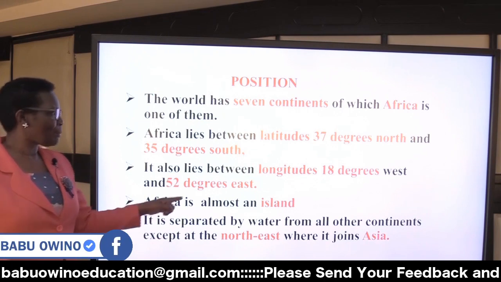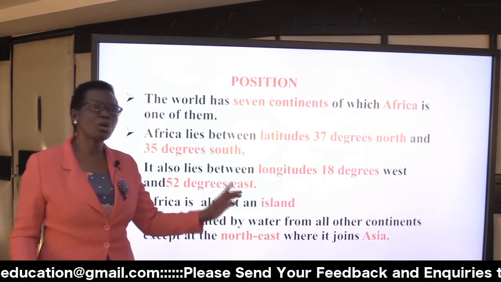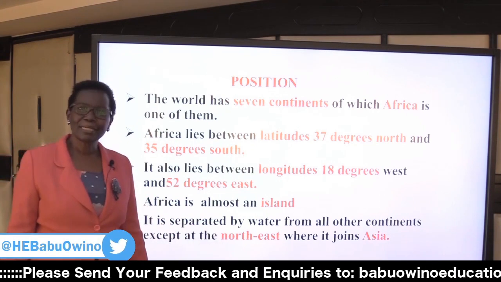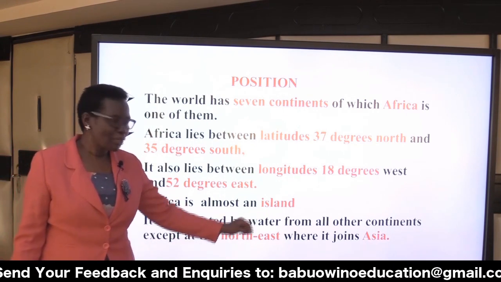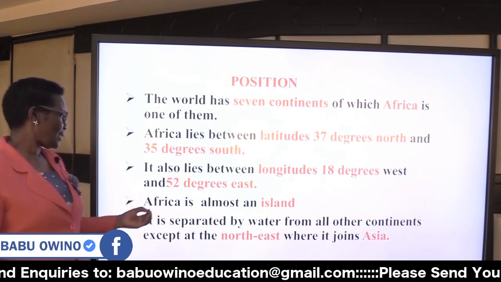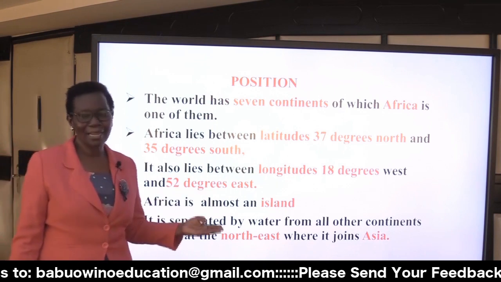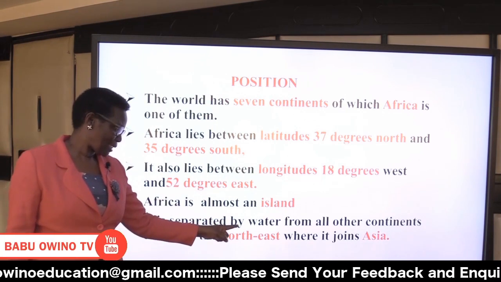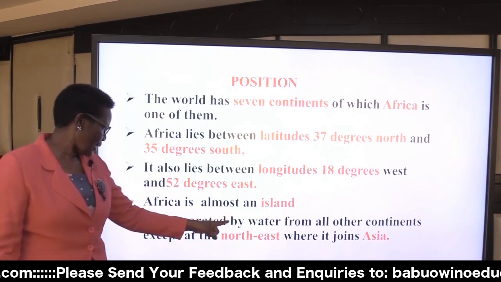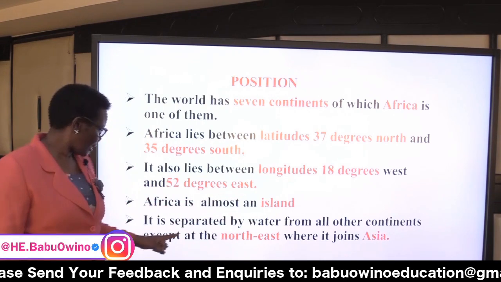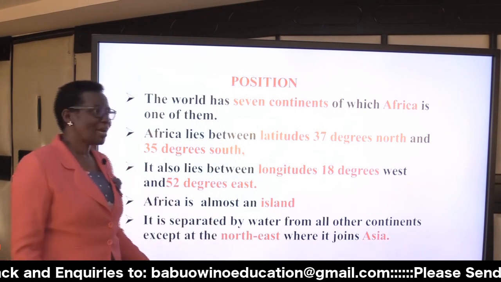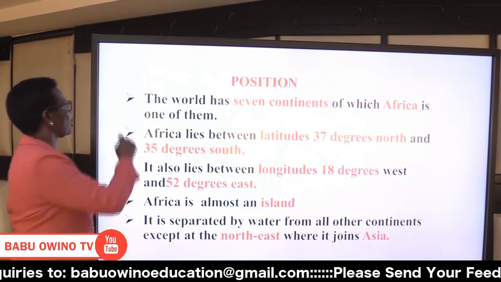This same Africa is separated by water from all other continents except the Northeast, where it joins Asia. I will show you in a jiffy. So when I say that Africa is almost an island, this is the only part, this part here, not separated by water from all other continents except the Northeast. So the Northeast of Africa is a very, very important position.